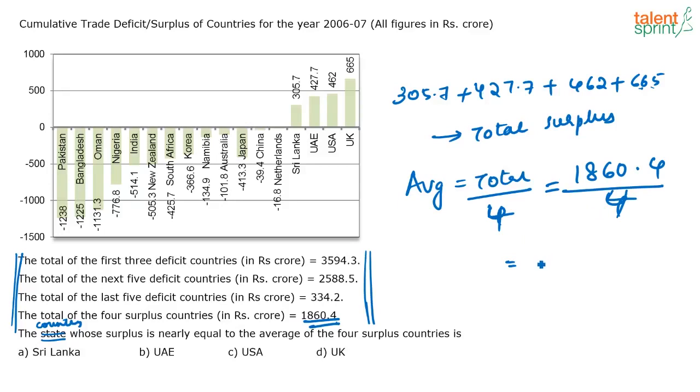You will get 465. Yeah, 460-some value, 465. That's what you get, 465.1. That's the value that you get.